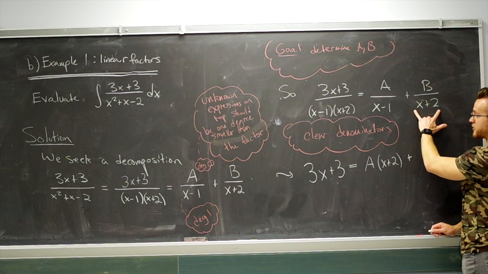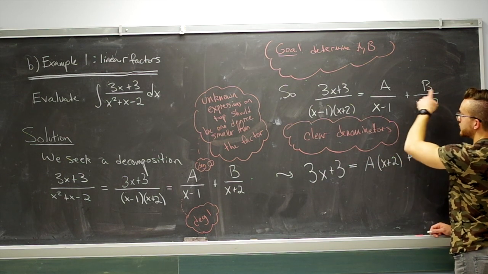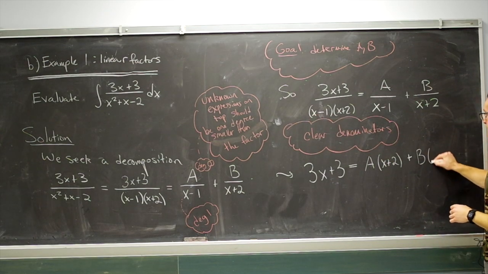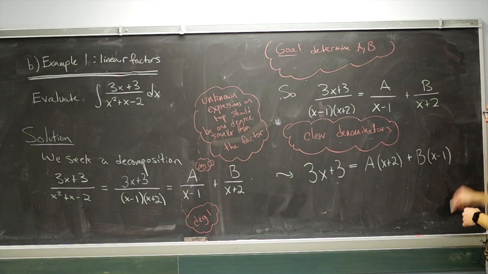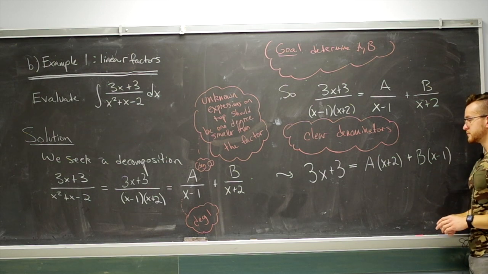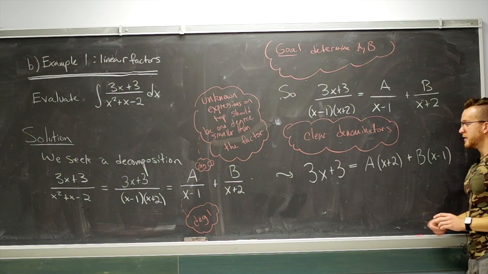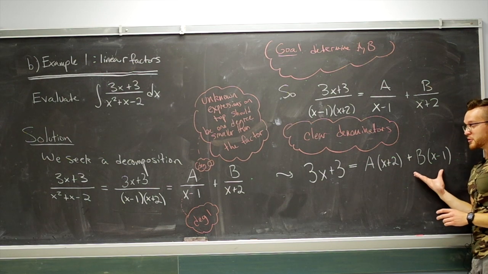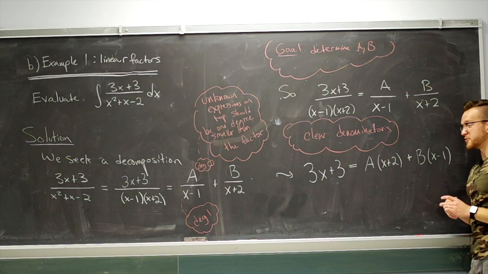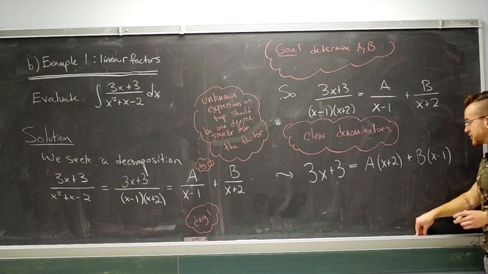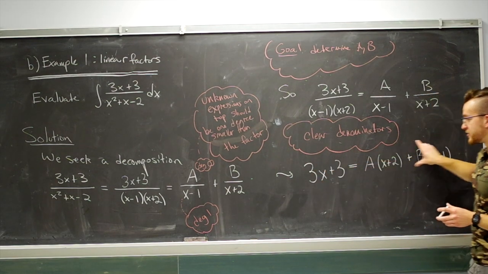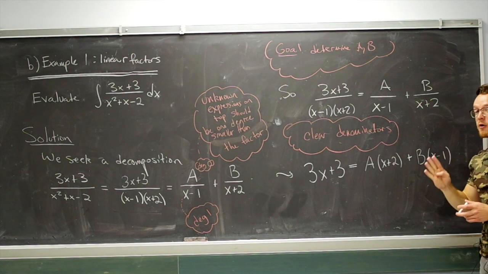Likewise with the last term, in this case the x plus 2's cancel out, so you'll be left with b times x minus 1. Okay. This looks a lot better because now we have an equality of polynomials. Polynomials are easy to understand. Now, this can be confusing the first time you see it, but this equality, we want this to hold for all x.